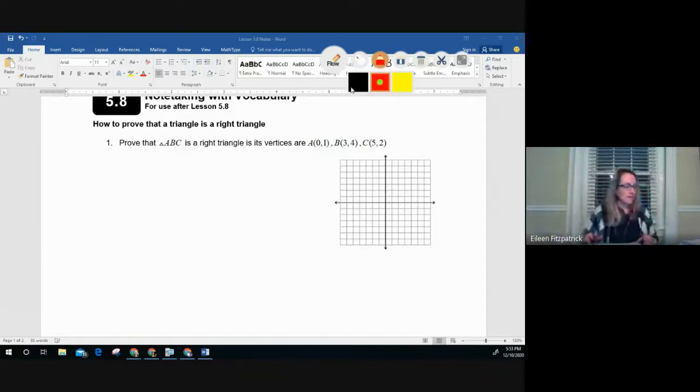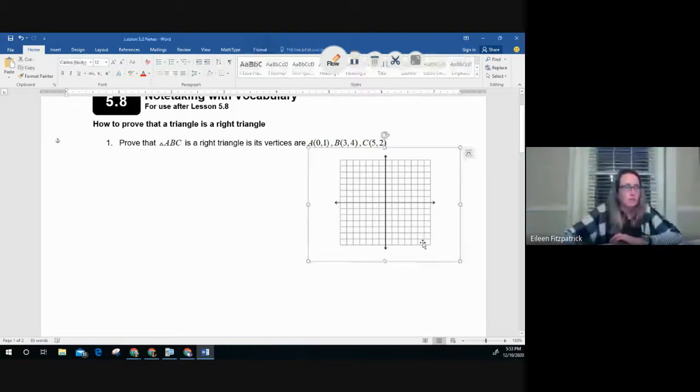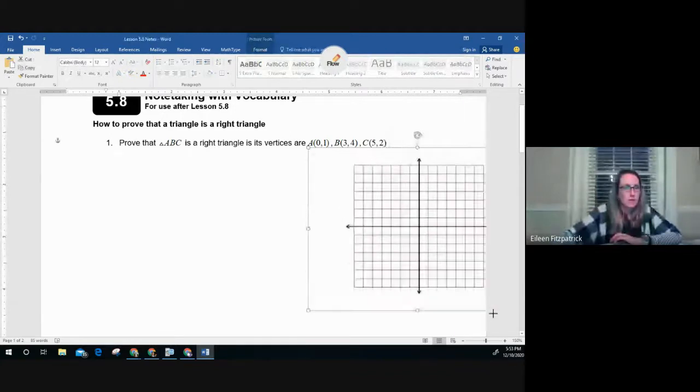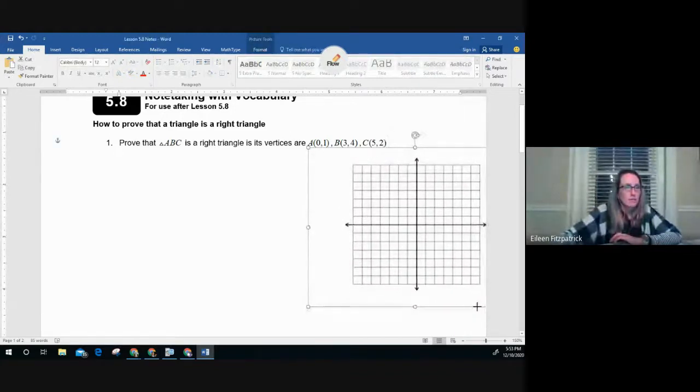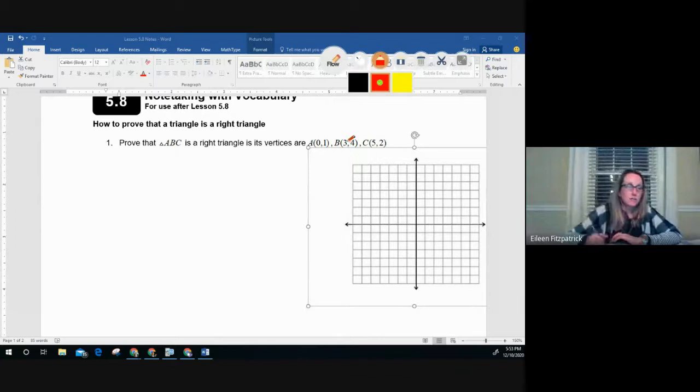All right, so prove that triangle ABC is a right triangle, and its vertices are at A (0, 1), B (3, 4), and C (5, 2). First thing I'm going to do is make this coordinate grid bigger, because plotting the points with this pen is a little challenging when it's so small. So I'm going to plot (0, 1). This is point A.